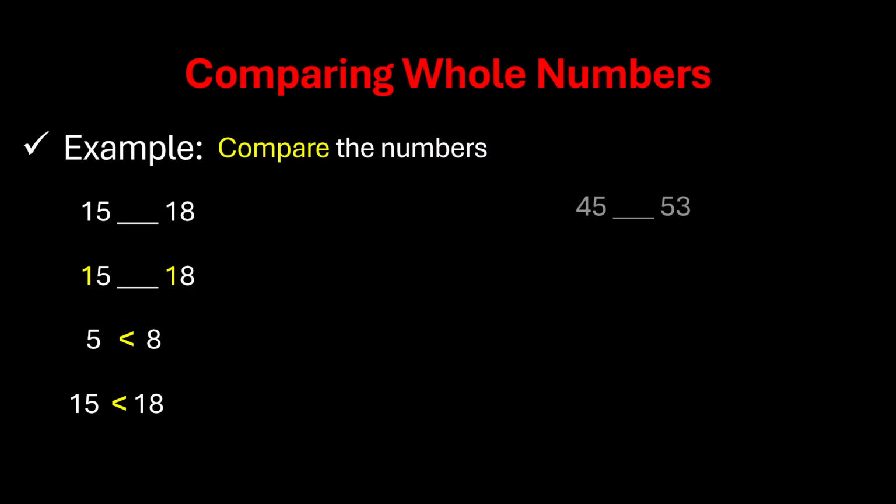Great. Now let's compare 45 and 53. So we have 4 and 5. Okay, let's compare 4 and 5. So in this case, this 10th digit, so 5 is greater than 4, then 45 is less than 53, or 53 is greater than 45. That's simple, right?